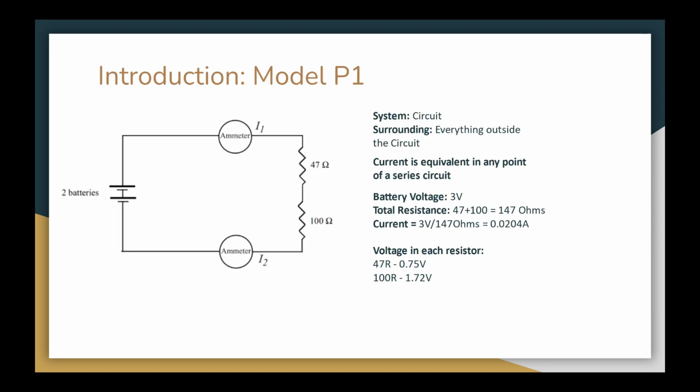For the first part, the system is a circuit made of two resistors, 47 ohms and 100 ohms, two ammeters, and two batteries. These are all connected in series, which means that the total resistance is the sum of the resistances of the resistors, which is 147 ohms, and the current is equivalent at any point of a series circuit. Using this information, we get the current to be 0.0204 amps.